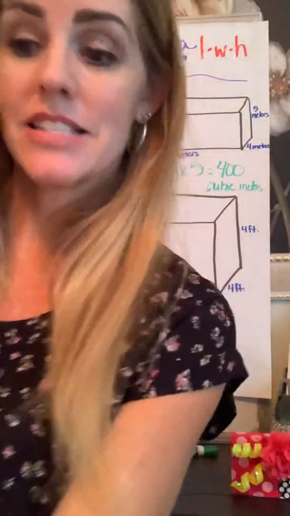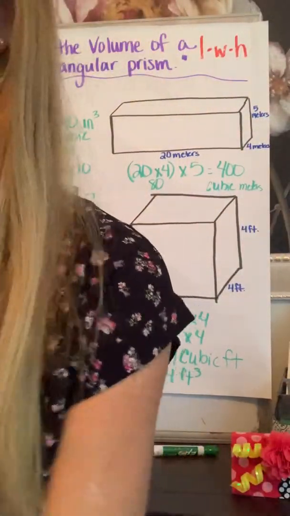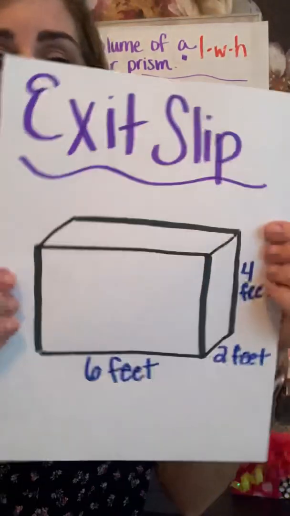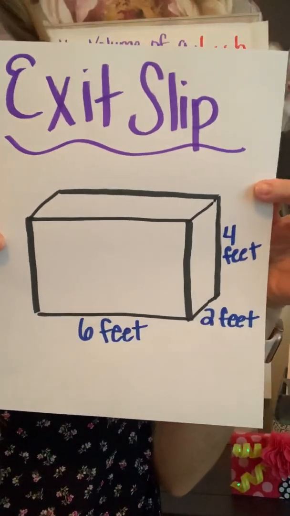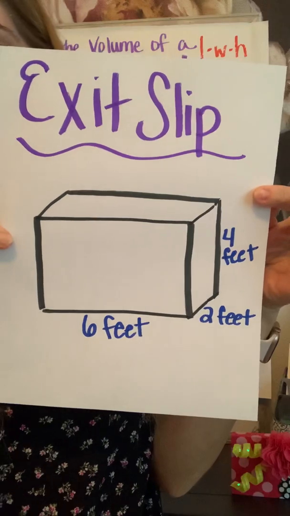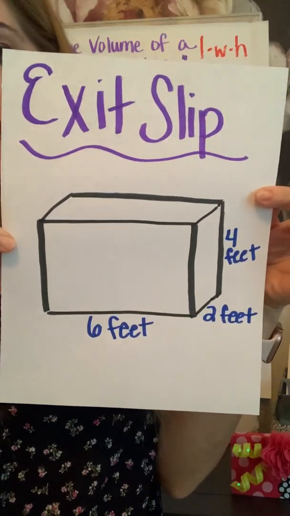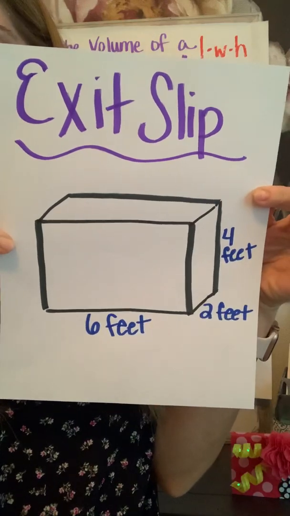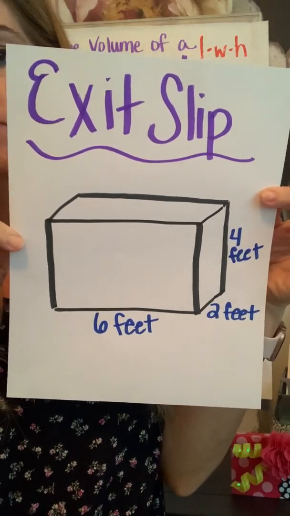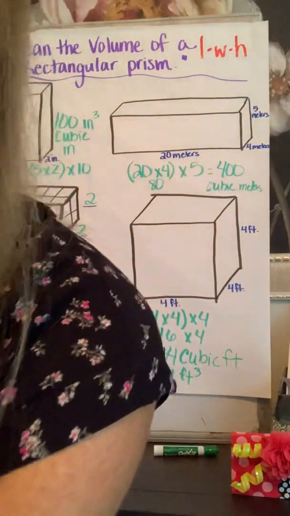All right, we have an exit slip before you go, as always. See how you're doing. So here's your exit slip. Please find the volume of this rectangular prism, and don't forget to put the correct units. So go ahead and hit pause and find the volume of that. Okay, let's see how you did.